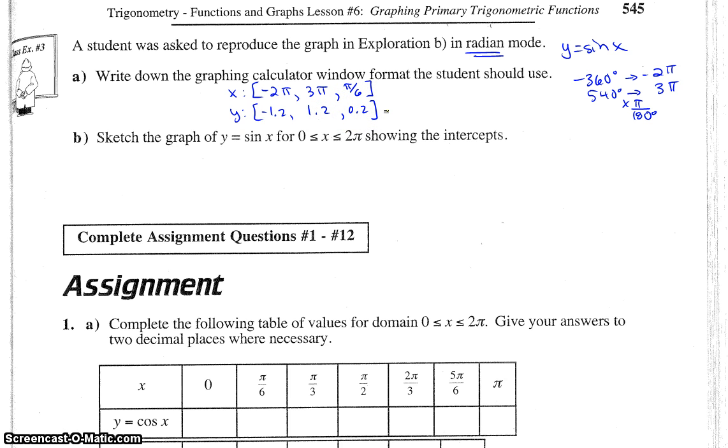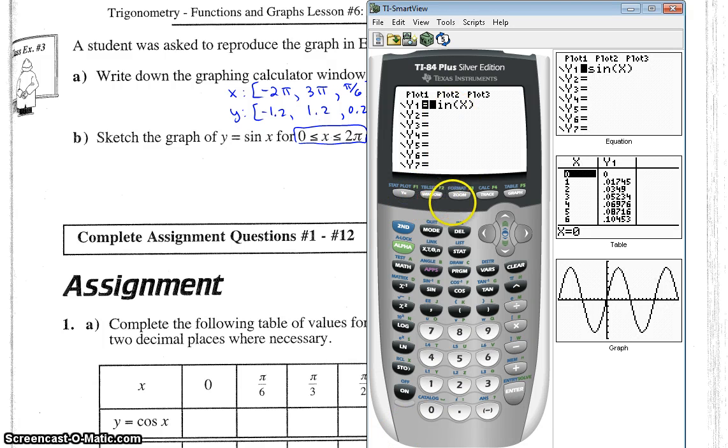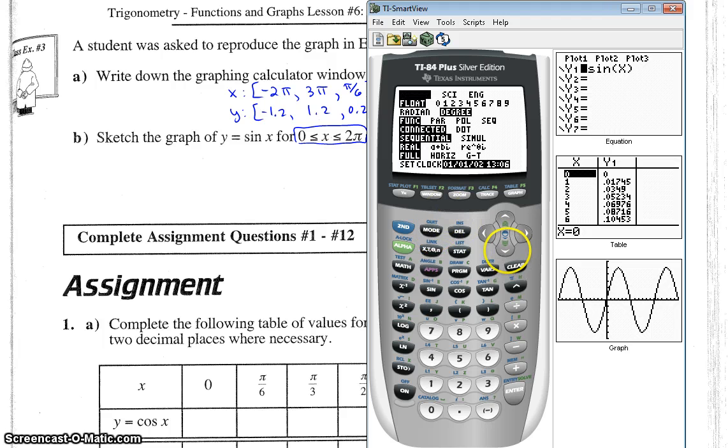Okay, sketch the graph of y equals sine x for 0 to 2 pi, showing the intercepts. Probably what we'll do is write down a little equation to represent the intercepts. All right, let's grab the graphing calculator and do that. We don't need to put a different equation there. We do need to change the mode, so go down and change to radian mode.